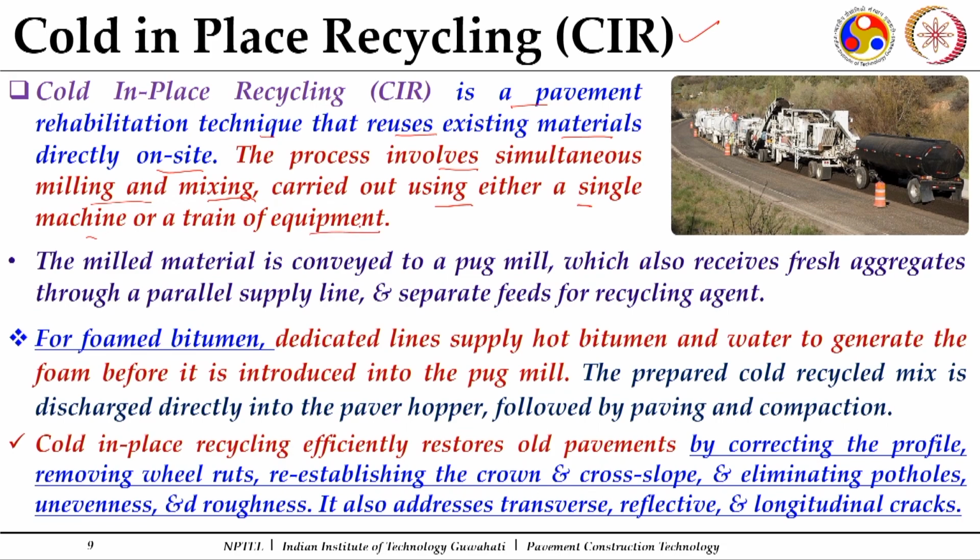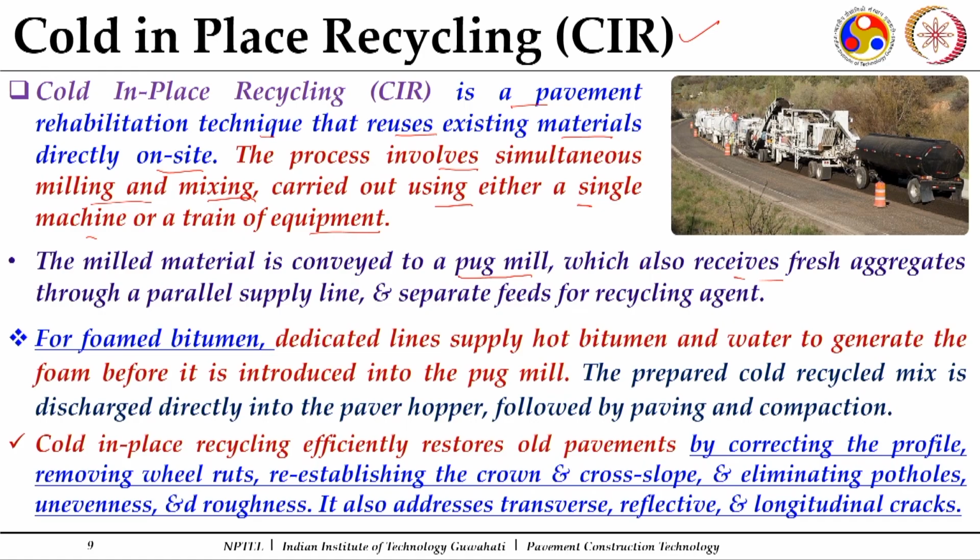As I mentioned, when it is carried out at site, it may be a single machine or a set of equipments forming a train of equipments. So the milled material is conveyed to a pug mill. Whatever is milled is conveyed. If required, it needs to be sieved so as to ensure that the sizes are within acceptable ranges, which also receives fresh aggregates through a parallel supply.